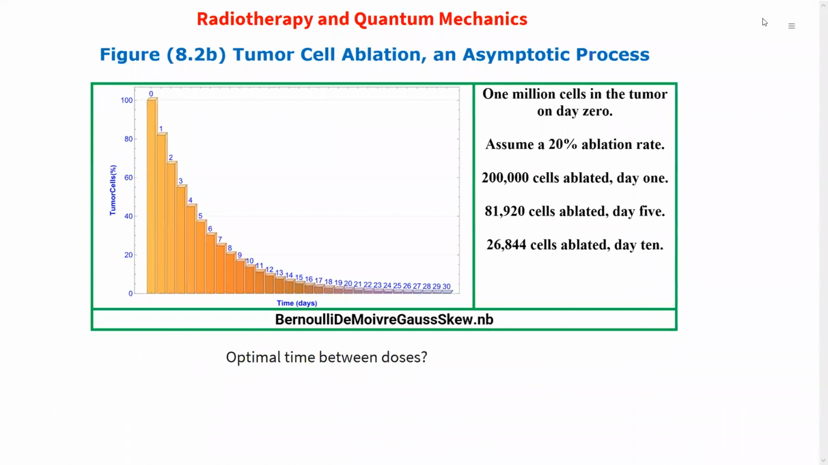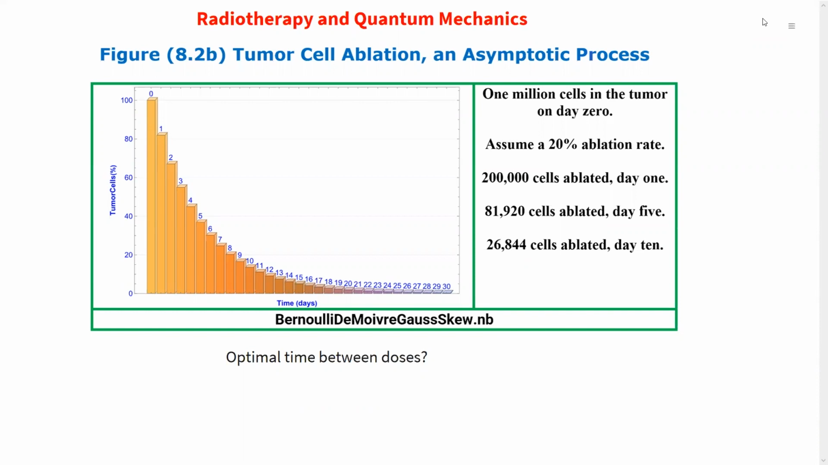Now, this is my idea about the way radiotherapy works. The patient jumps on the table every day, Monday through Friday, and he gets irradiated. If everything works well, let's assume there's a 20% ablation rate, all those cells in the red columns, each time he jumps on the table. So at the end of 30 days, you can see the tumor population is drastically reduced.